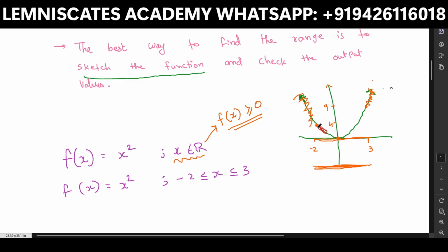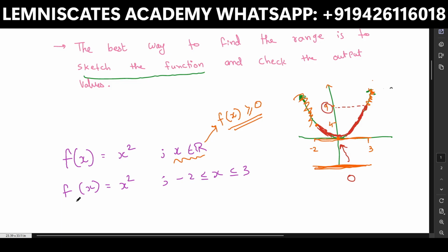I'll mark it in a red color. These are the outputs that it produces. Now, what is the minimum value this function can produce? Again, it is 0. The minimum it can go is 0, and the maximum, as you can clearly see, is this value 9. This is the maximum value.